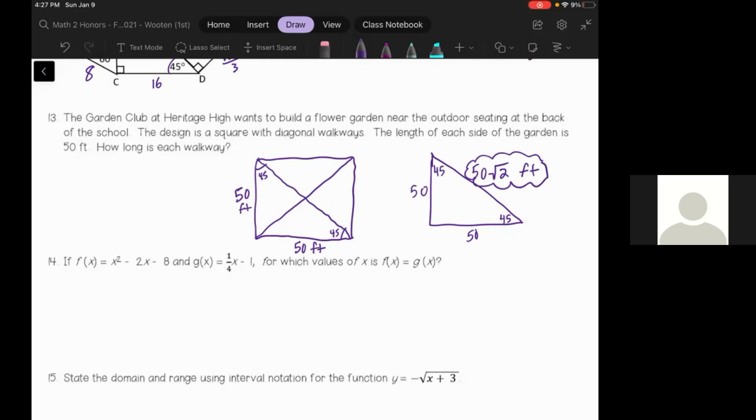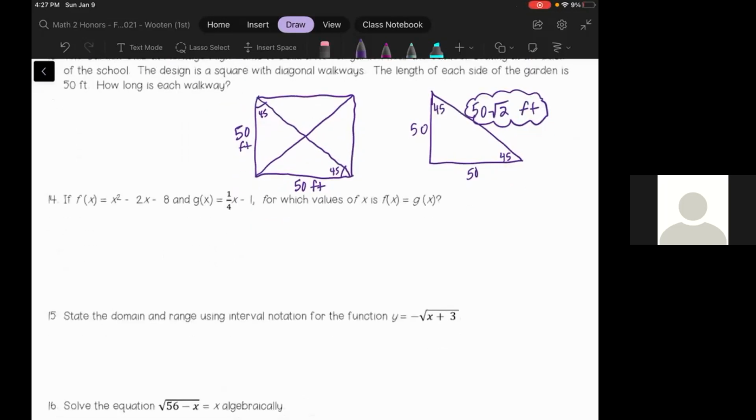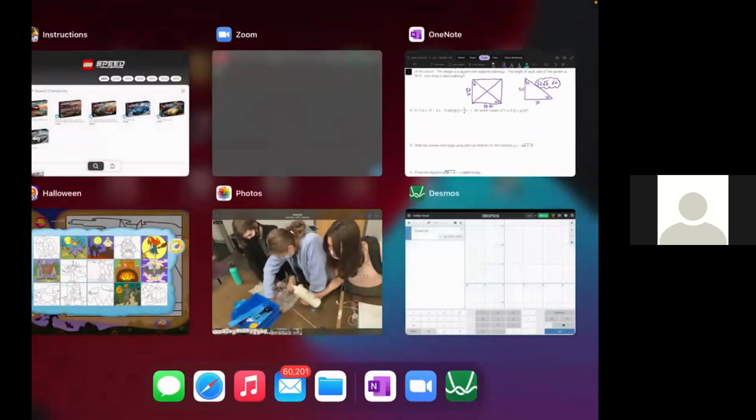Okay. Number 14, if f of x equals x squared minus 2x minus 8, and g of x equals 1/4 x minus 1, for which values of x is f of x equal to g of x? Okay, algebraically, I can make an equation where the first one equals the second one, turn it into a quadratic that's in standard form by getting everything on one side, making the other side 0, and then solving algebraically, or use Desmos. And that is definitely where I want to go with this one because there's fractions involved. I don't want to start going through all that. So let's go to Desmos.